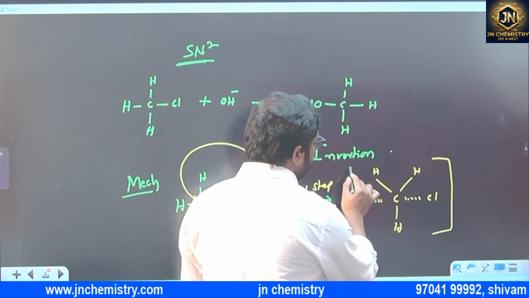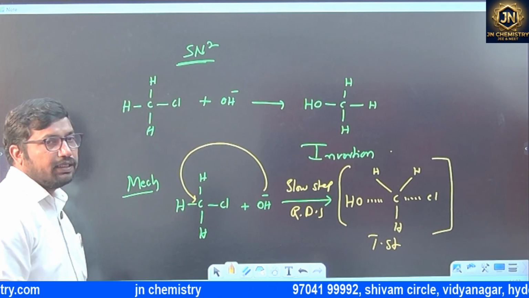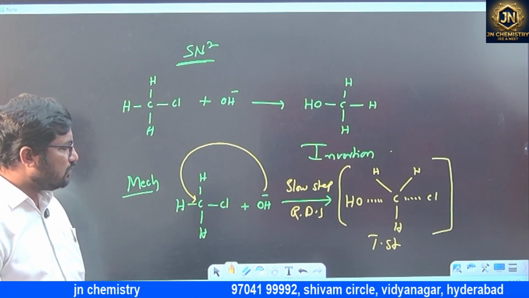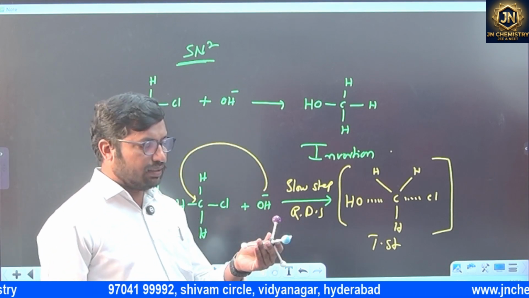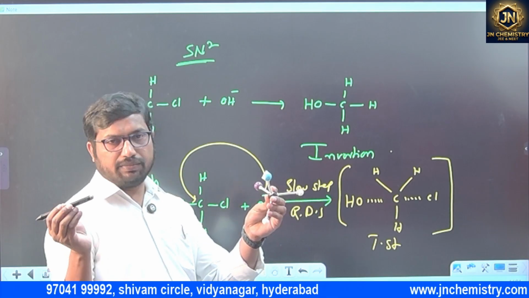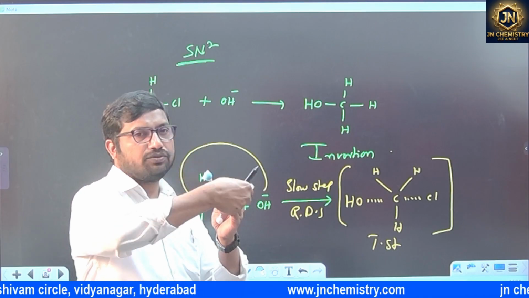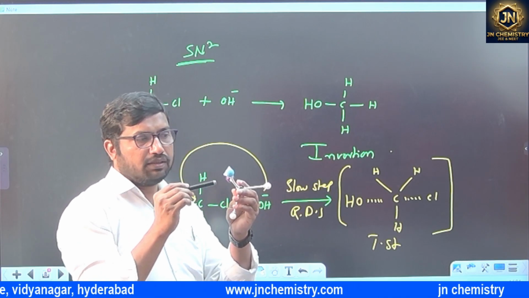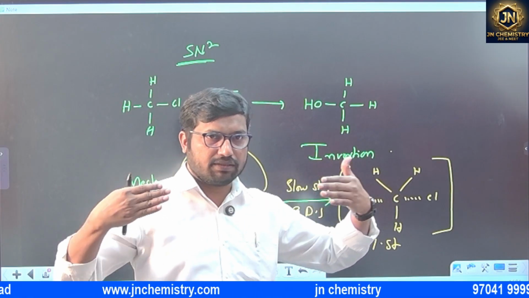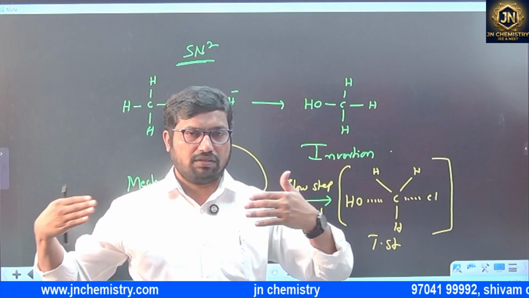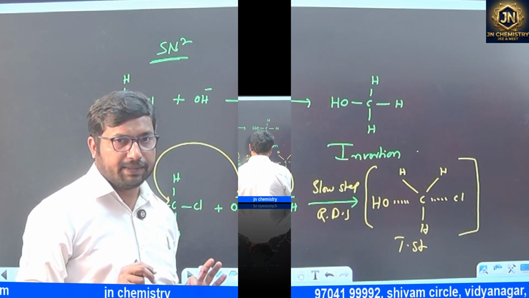This is because it's not an intermediate, it's a transition state. What is the difference between intermediate and transition state? For example, the compound is like this. When the other nucleophile is coming, simultaneously the leaving group is going. If one bond is strengthening, the other is losing. Both are taking place simultaneously. So there is no proper time. Whereas in the case of an intermediate, it has some stability.